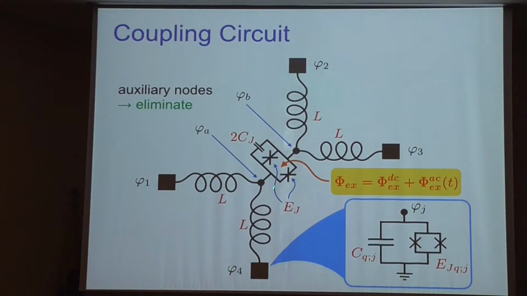And what you of course see is that there are two auxiliary nodes that appear when connecting these qubits to each port of the SQUID, and they should not feature in the final model, so we need to get rid of them. So we find conditions under which we can eliminate those from the description.